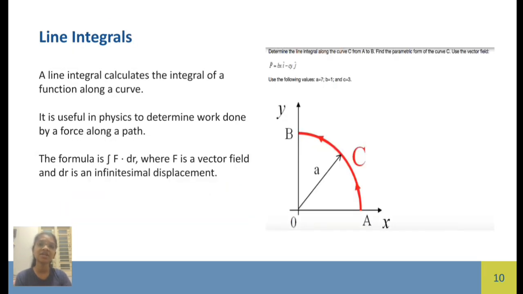Line integrals. A line integral calculates the integral of a function along a curve. It is useful in physics to determine work done by a force along a path. The formula is the integral of F · dr, where F is a vector field and dr is an infinitesimal displacement.